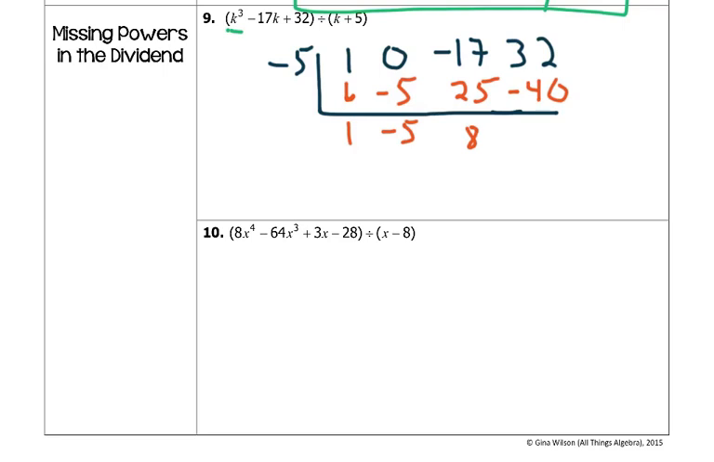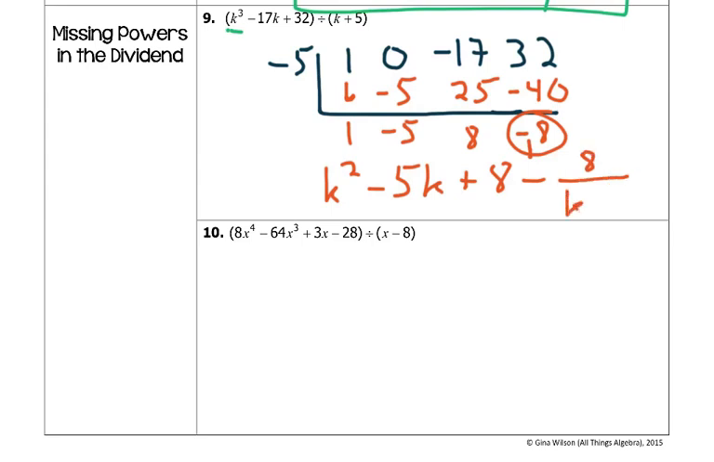32 plus negative 40 gives us a negative 8. And that is our remainder, so I'll go ahead and circle it and write this out. Our biggest exponent was k to the third, so we will be doing one less than that: k squared minus 5k plus 8 minus, because this is a minus sign, minus 8 over our binomial k plus 5. So not bad. Even if we're missing a power in our dividend, it's no big deal.